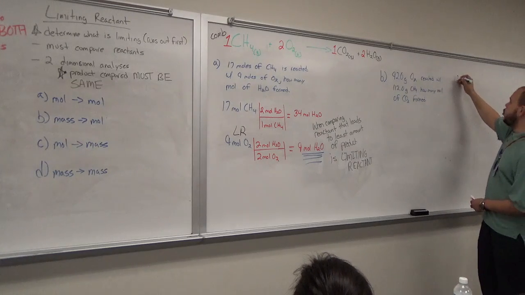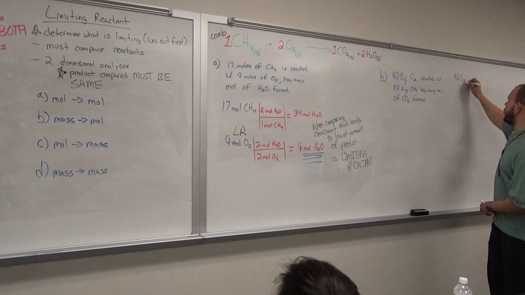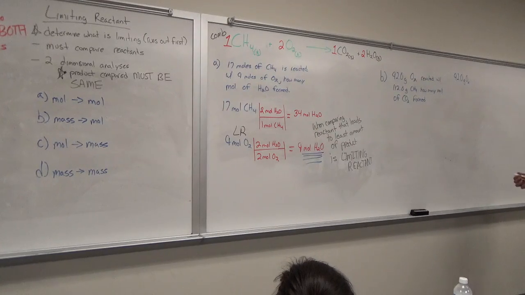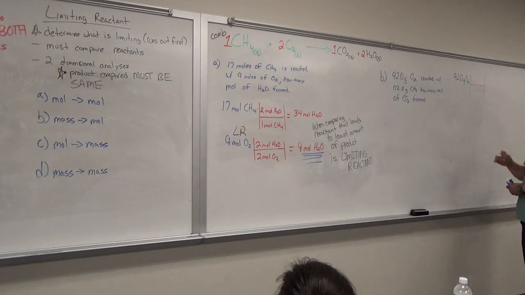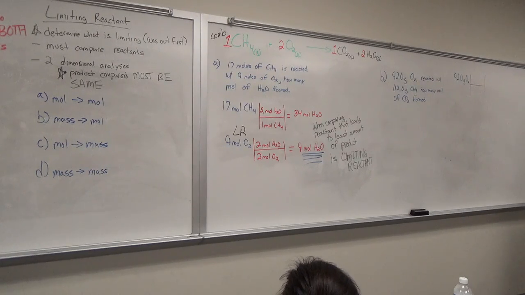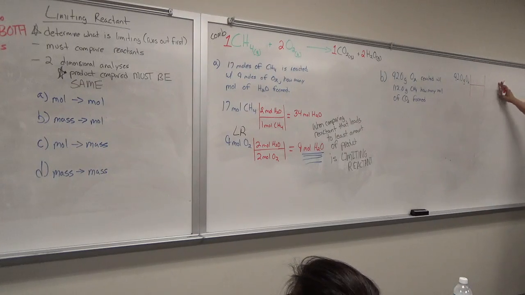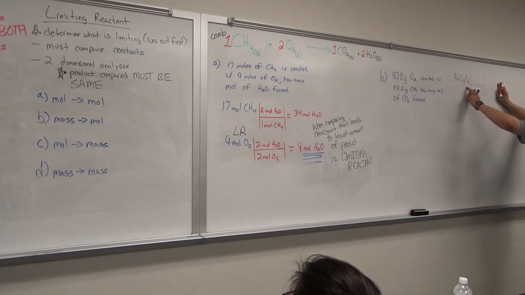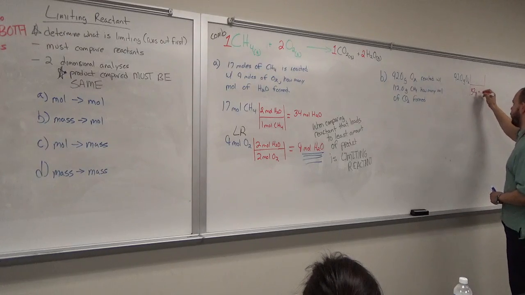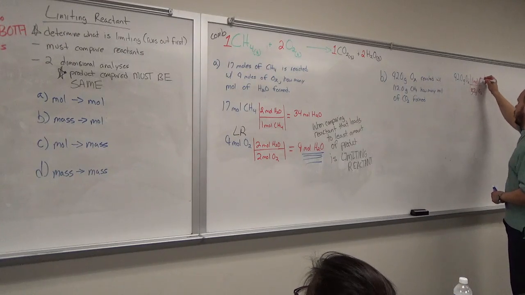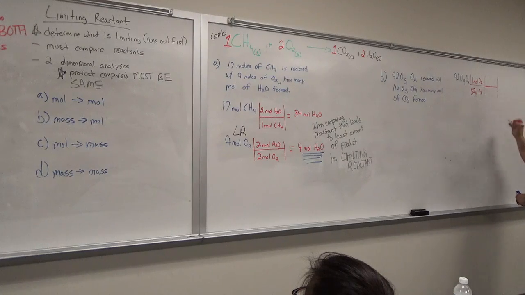So, 92.0 grams of oxygen, and our next conversion factor must be of the type molecular weight. You need to use molecular weight. Oxygen is not 16. A lot of people make a mistake and write 16 down here. This is O2. 32. A lot of people make that mistake. 32 grams of O2 per 1 mole of O2. Remember, this is a two-stepper.